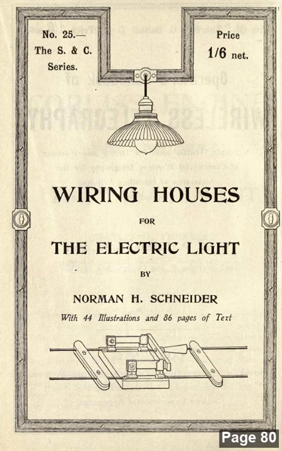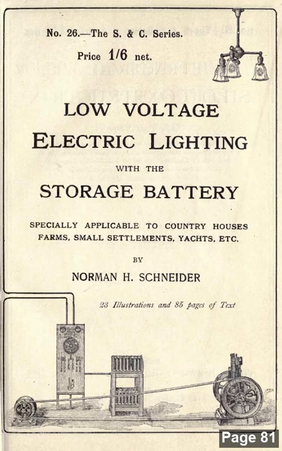No. 25, the S and C series. Price 1/6 net. Wiring Houses for the Electric Light, by Norman H. Schneider, with 44 illustrations and 86 pages of text. No. 26, the S and C series. Price 1/6 net. Low Voltage Electric Lighting with the Storage Battery, specially applicable to country houses, farms, small settlements, yachts, etc. By Norman H. Schneider, 23 illustrations and 85 pages of text.